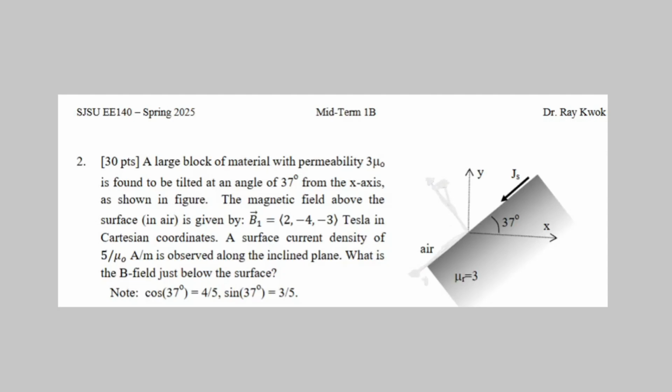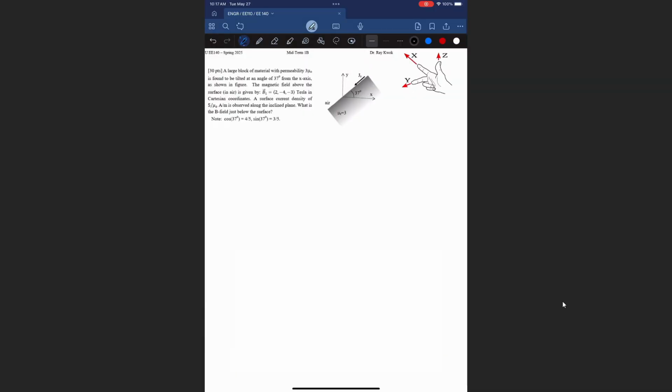Hello everyone. Today we are going over a Spring 2025 Midterm 1 problem. This problem focuses on the topic of boundary conditions. We are given a set of parameters in this problem to find the B field, or magnetic field, in another medium. So first off, what is given in this problem?